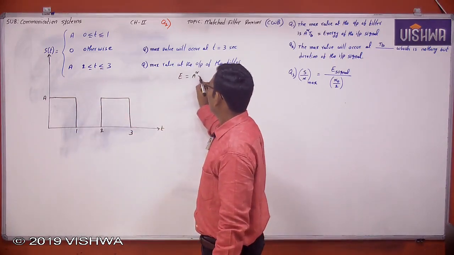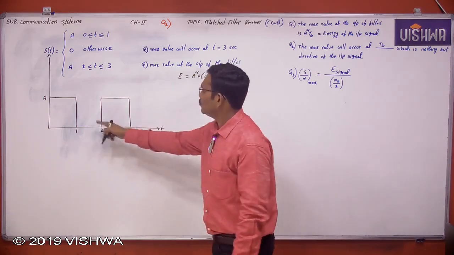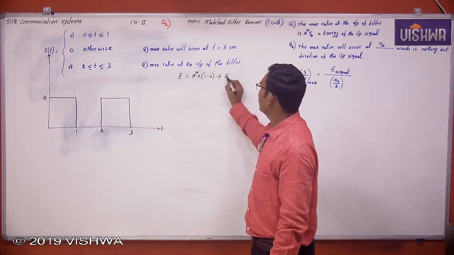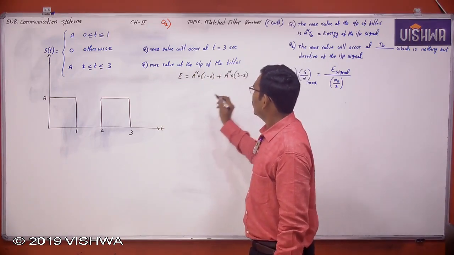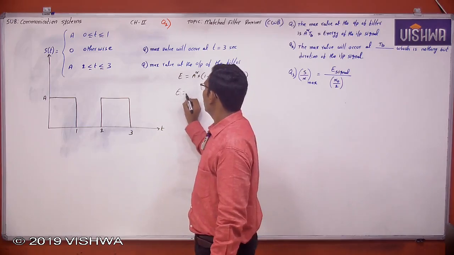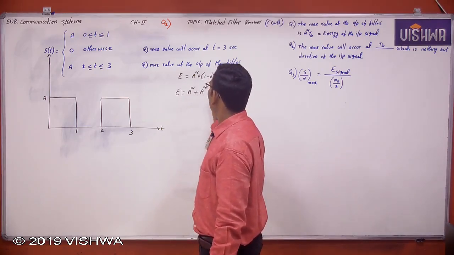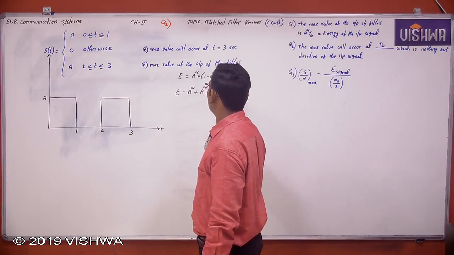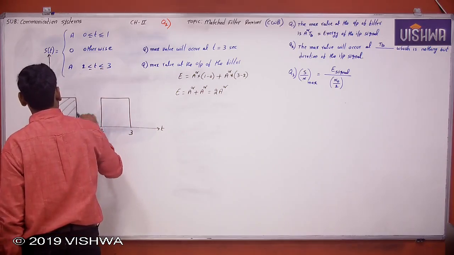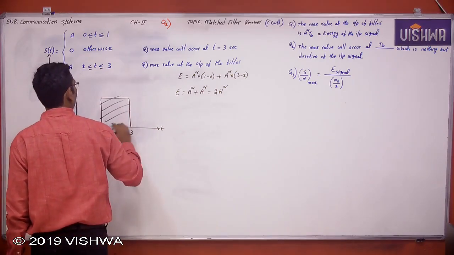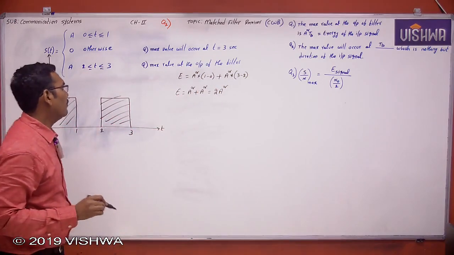A square into t. T is 1 minus 0, plus now 1 to 2 is 0. Now again A square into now 3 minus 2. Now this is the energy of the input signal, which is equal to A square plus A square, which is equal to 2A square. This is nothing but the output of the filter, the maximum value at the output of the filter. Okay.